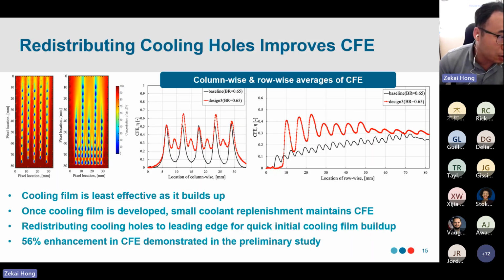So our idea is that we probably need to redistribute all those effusion cooling holes. At the leading edge, we can make the cooling film develop as quickly as possible. But once the cooling film is developed, we don't really need that much cooling air to maintain it. So we can gradually reduce the amount of cooling holes or cooling air usage towards the trailing edge.